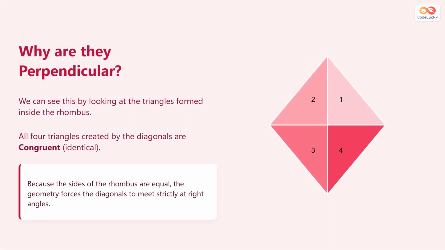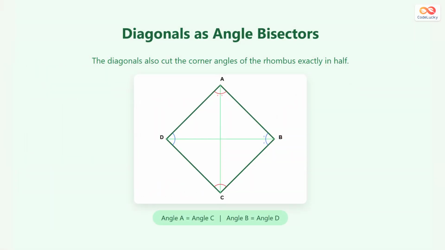Why does this happen? It is because the four triangles created inside the rhombus are all identical, or congruent. The equal sides of the rhombus force the diagonals to meet squarely in the center. Another useful property is that the diagonals act as angle bisectors. They split the corner angles of the rhombus perfectly in half.